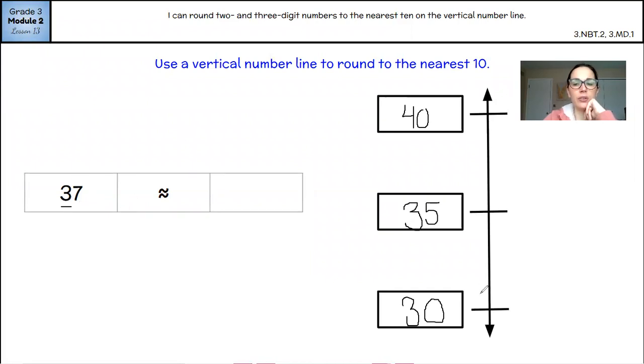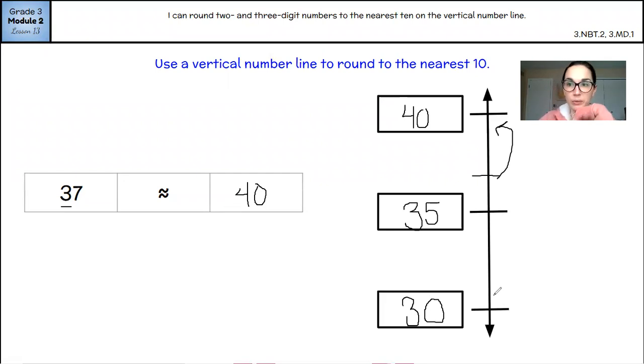Now let's look at the number that we're rounding. 37: 30, 31, 32, 33, 34, 35, 36, 37. So I'm asking myself, is 37 past the halfway point? Yes. Since it is, I round up. 37 rounds to 40. 5 through 9 climbs the vine. 0 through 4 stays on the floor. 37 rounds to 40.